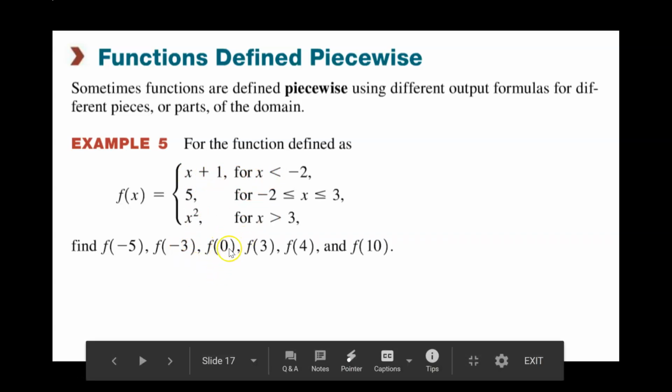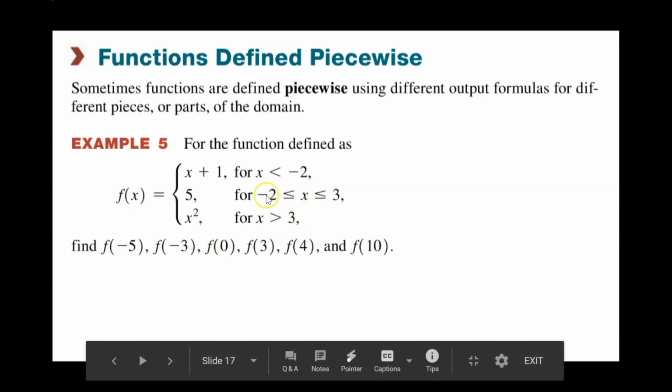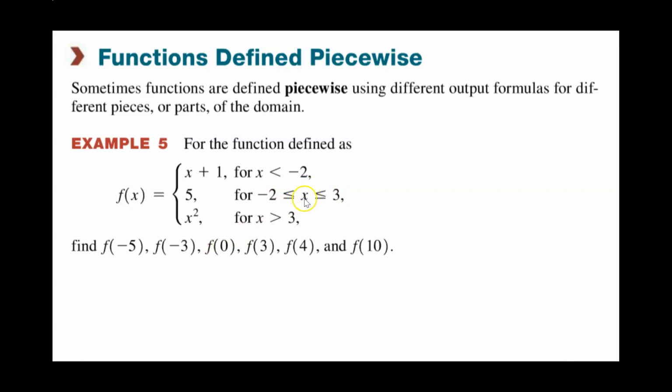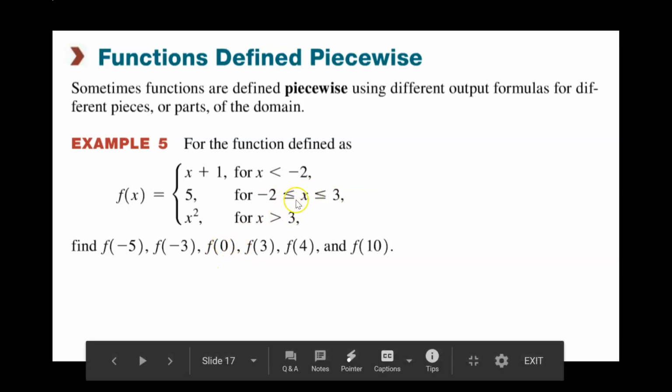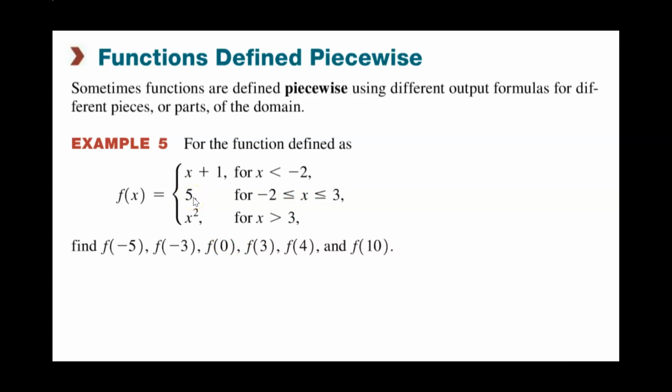0. Which one does 0 work for? This one, this one, or this one? Well, the only one that works for it is this one because 0 is in between negative 2 and 3. So because 0 is in between here, there is no x in this portion to actually plug in. So the answer is just 5. When it's just a lonely number or a constant, you don't have to worry about plugging in any x's.